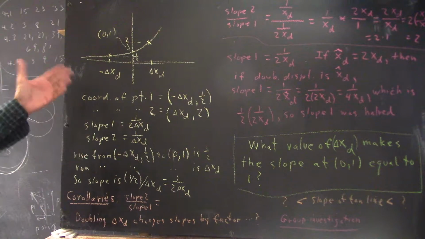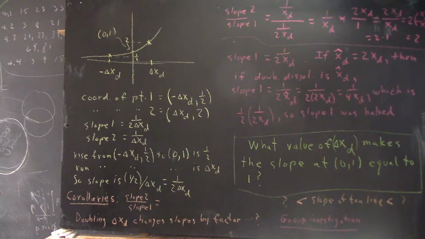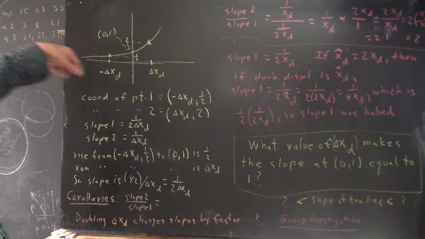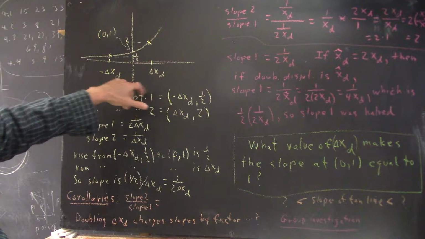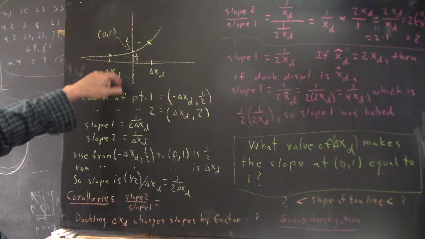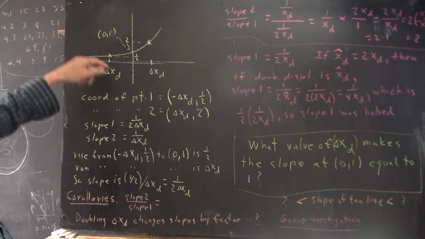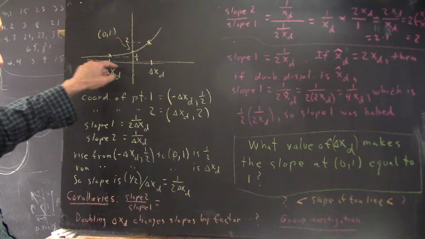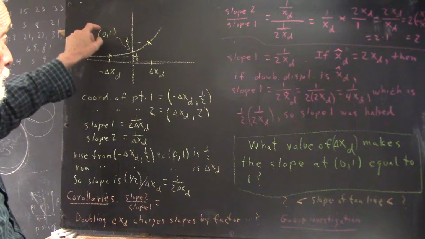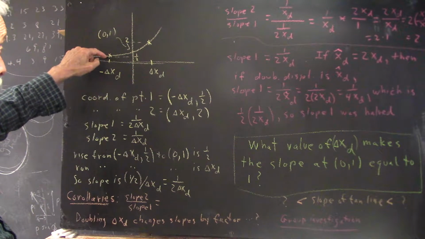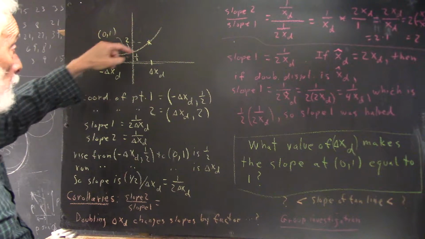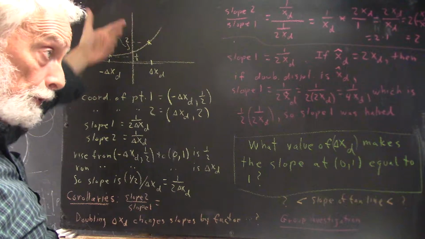Okay, now answers to some of the questions posed previously. Badly depicted exponential graph with delta x sub d here, negative delta x sub d here, the 0.01 here, and obviously then if this is a doubling displacement and the coordinate of this point is 0, 1, the y coordinate of this point would be 1/2, the y coordinate of this point would be 2.